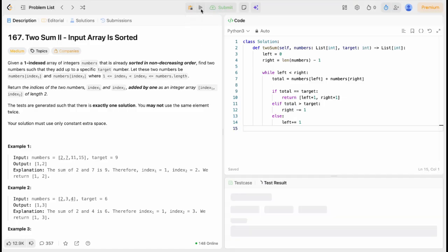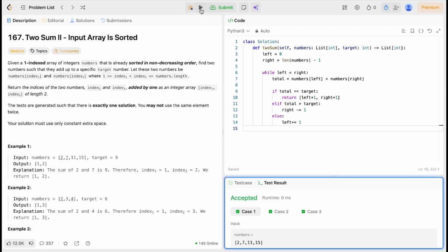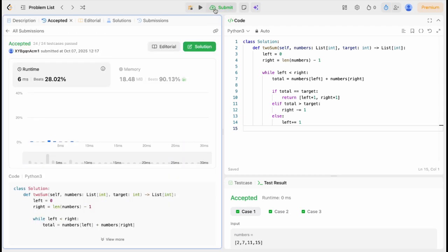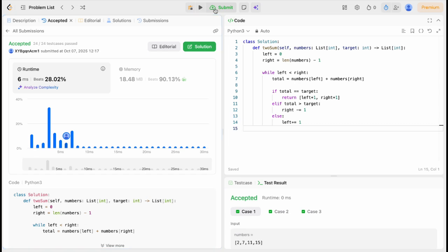Let's just run it to see if we've missed anything, if we've made any errors. Okay, so that seems to be working fine. Let's submit. Right, so it's going to run a whole lot of tests, and as you can see, it passed.